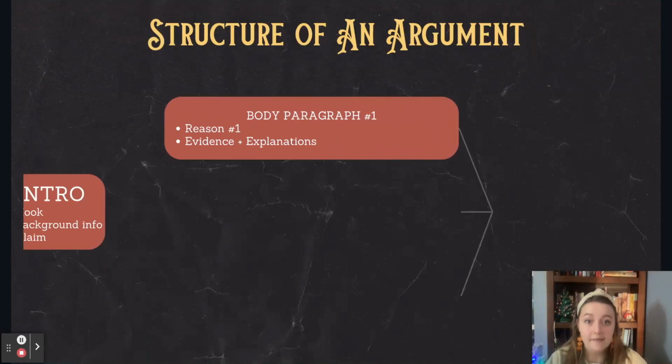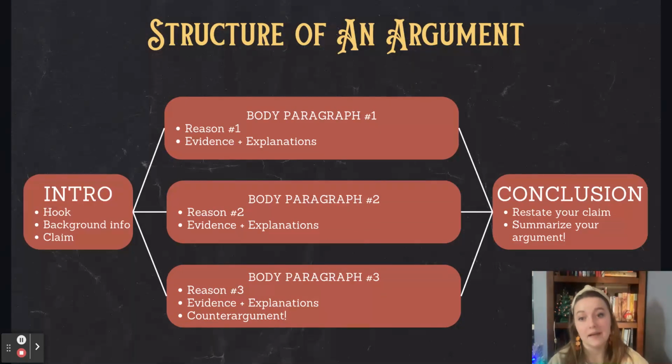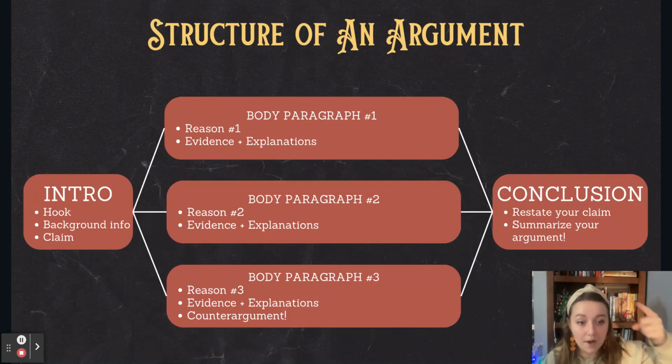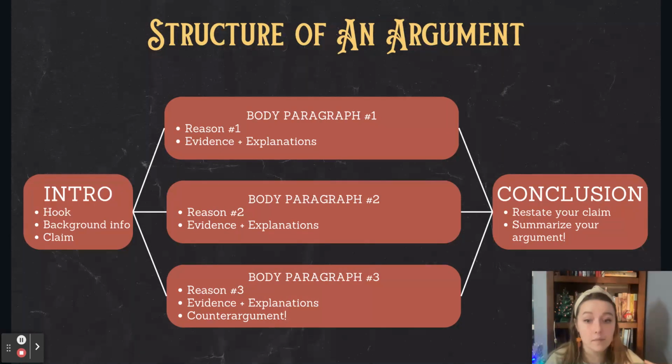Now, to do this, we set up a 5-paragraph argumentative essay, and usually it follows a pretty similar pattern every time. We start with an intro where we hook our reader's interest, we give them some background info, and we establish our claim, our opinion. We follow with 3 body paragraphs that each dissect one of the reasons we support our argument. We give evidence and explanations in those. And in the 3rd paragraph, we're even going to acknowledge the other side and then prove why they're wrong. Finally, we wrap up with a conclusion where we restate our claim and we summarize our argument.